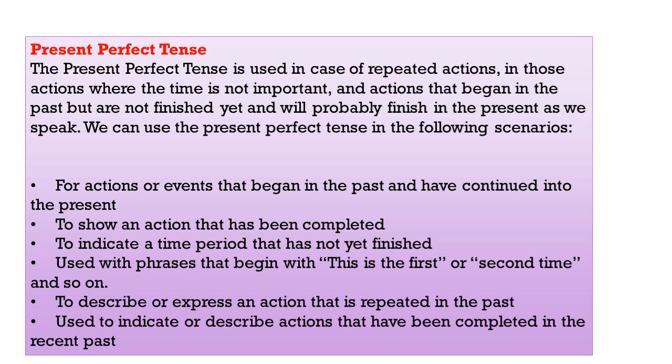Here also there are a few conditions where we should use present perfect tense. For actions or events that began in the past and have continued into the present. To show an action that has been completed. To indicate a time period that has not yet finished. Used with phrases that begin with this is the first or second time and so on. To express an action that is repeated in the past. And to describe actions that have been completed in the recent past.